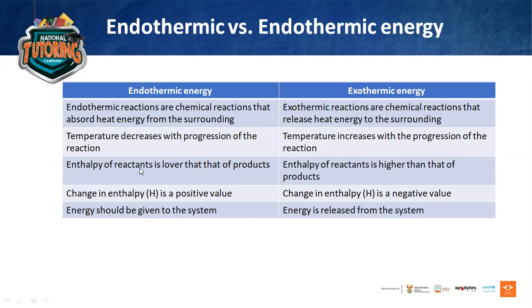So the enthalpy of the reactant is lower than that of the product, which means that our enthalpy is lower than that of the products, like we already showed on the graph. But for the exothermic, the enthalpy of reactants is higher than that of products. So the change in enthalpy, ΔH, is a positive value for the endothermic, and the change in enthalpy for the exothermic is a negative value. So energy is given to the system, and energy is released from the system.